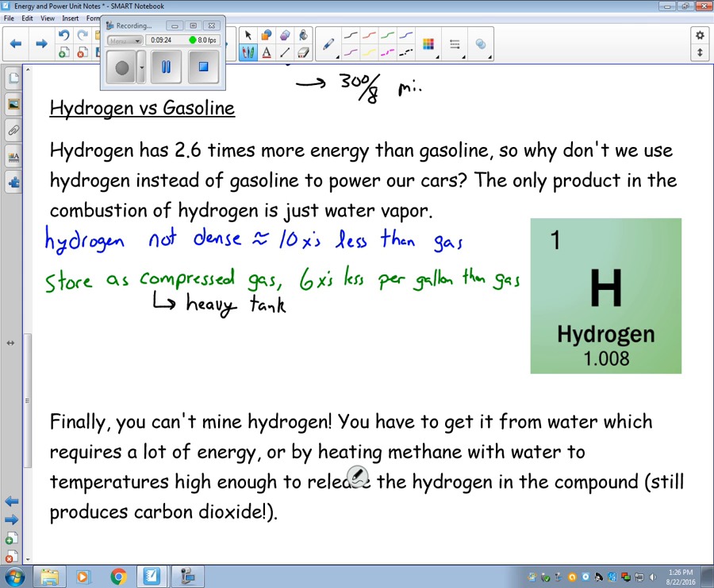So if we think about equivalence here, we get roughly 1 kilogram of hydrogen is roughly 1 gallon of gas. So because of these things, the hydrogen cars just haven't come about yet. And for a while, everyone was thinking that hydrogen would replace gasoline, but the physics of it just doesn't work out because compressing it, you lose energy, and you have to have a very, very heavy tank to store it all in.